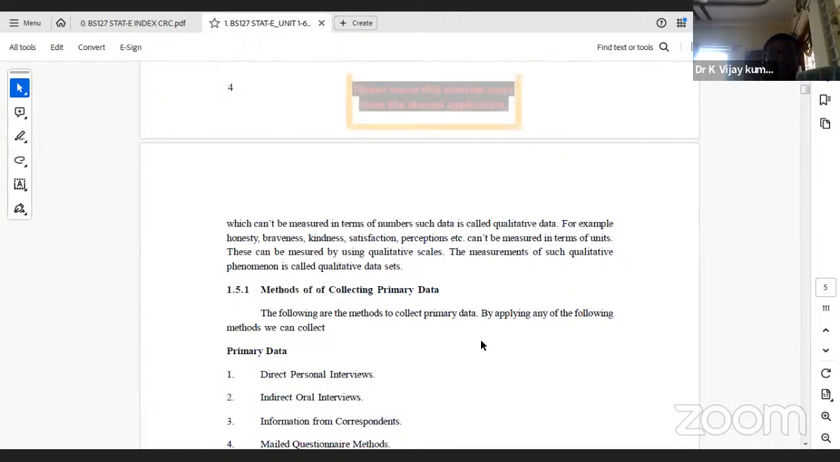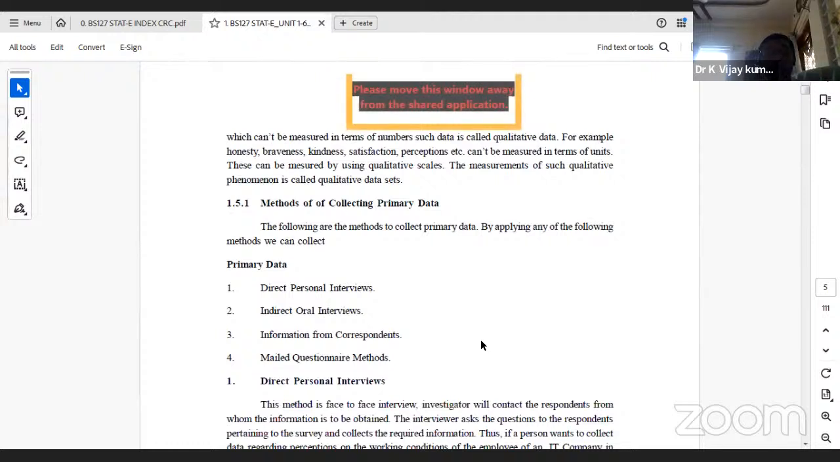They will ask in the examination: methods of collecting primary data, how you are collecting the data. The following are methods of collecting primary data. We can classify primary data: direct personal interviews, indirect oral interviews, information from the correspondents, mailed questionnaire method. These four. Ask me anyone, no doubts? Shall I continue?